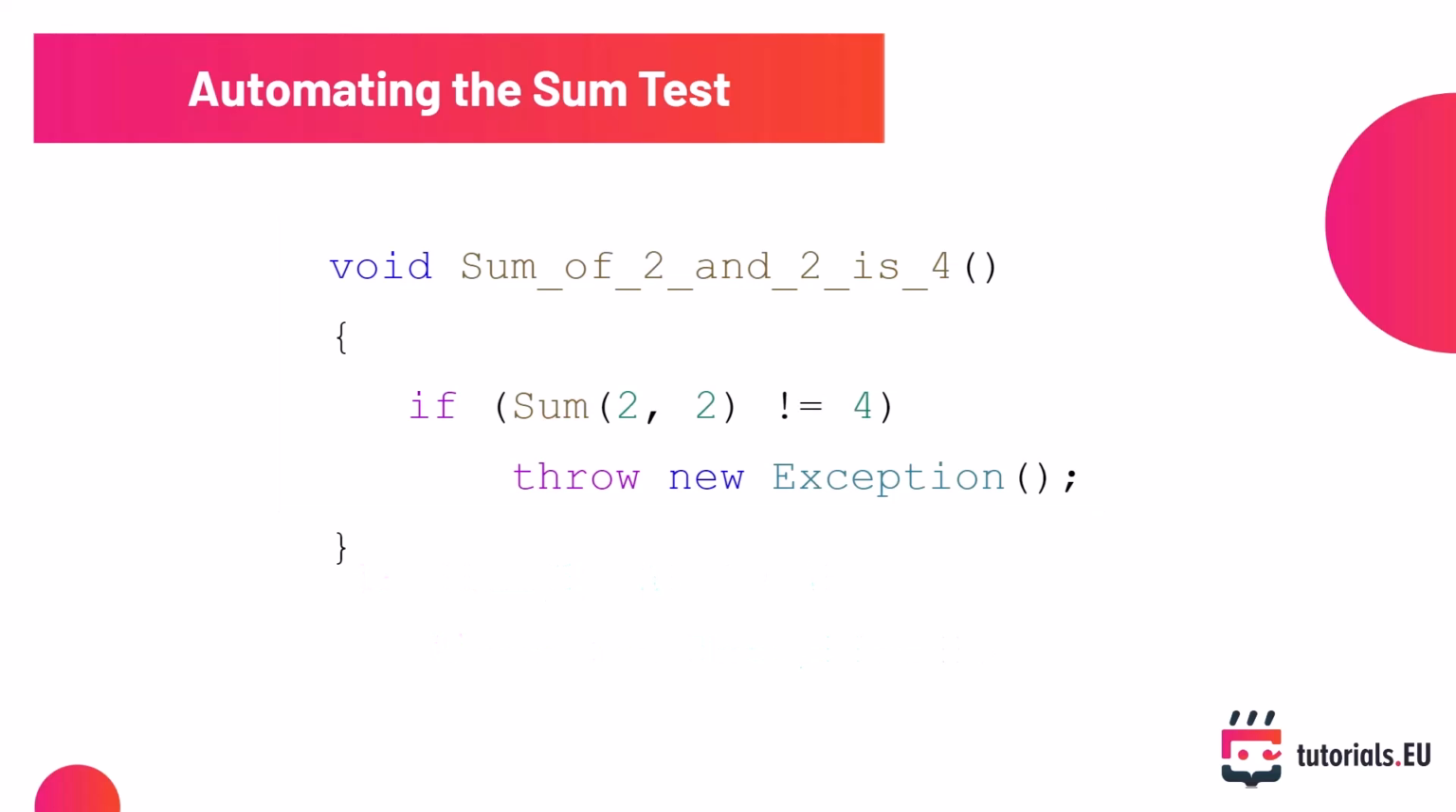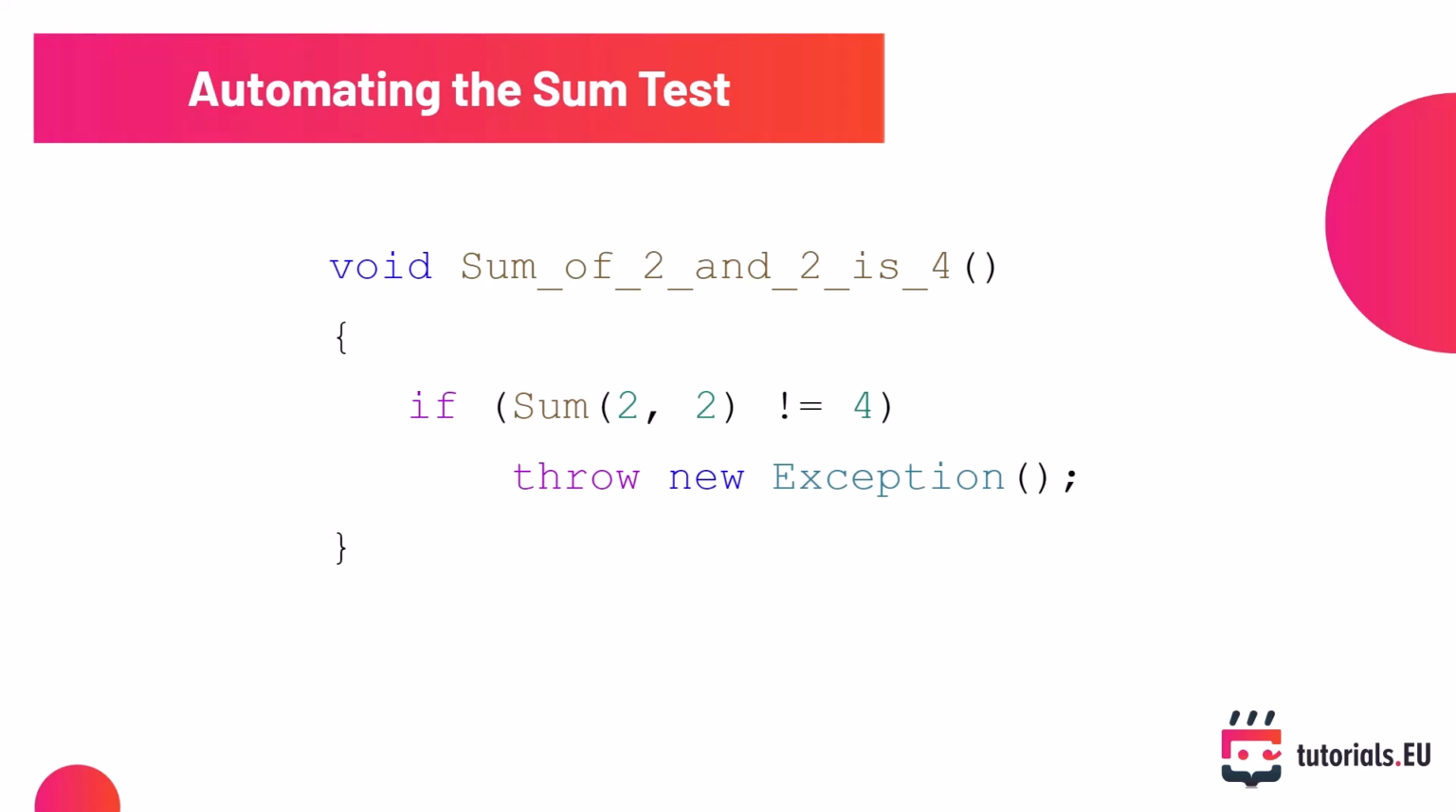Let's move the test code to a method. This is called a test method. We call the sum method the system under test in this context. So test methods test whether the system under test satisfies an expectation successfully or not. And we expect the sum of 2 and 2 to be 4. You can see the name of the method here, explaining exactly what should be tested, right?